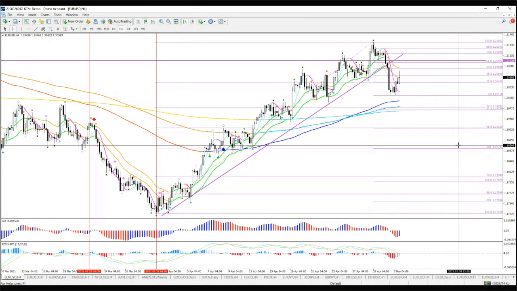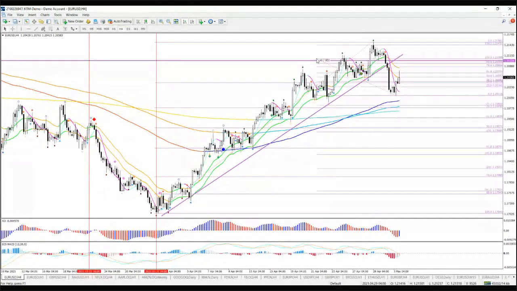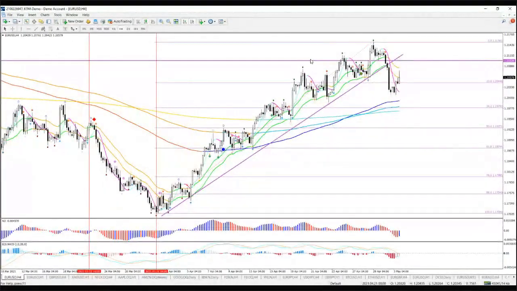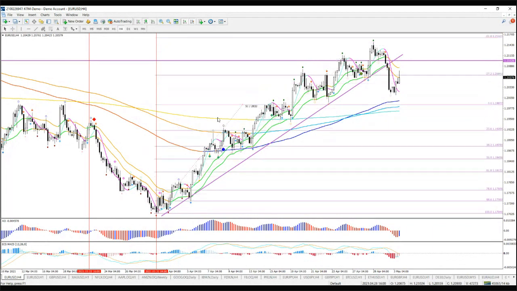So one of the things that we can use is the Fibonacci tool, first of all. As I said, the core of my method revolves around and focuses on moving averages, fibs, and fractals. Okay, so one of the tools we can use is the fib, actually.